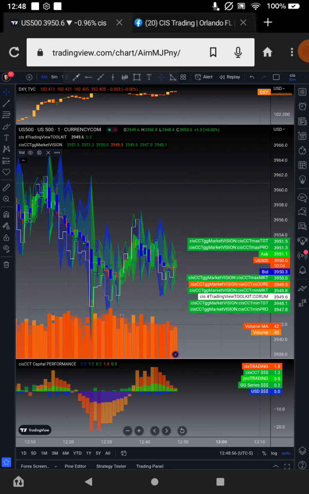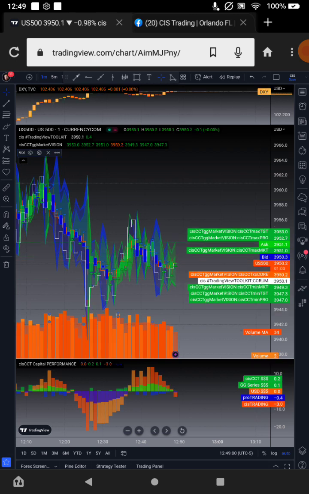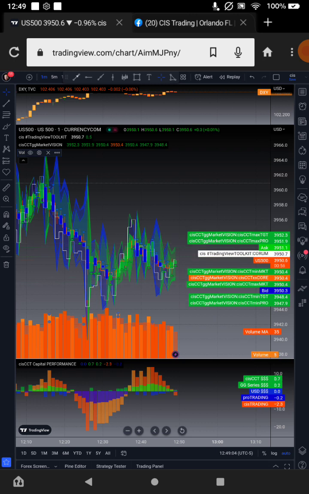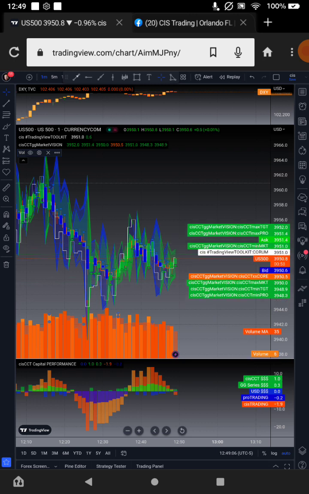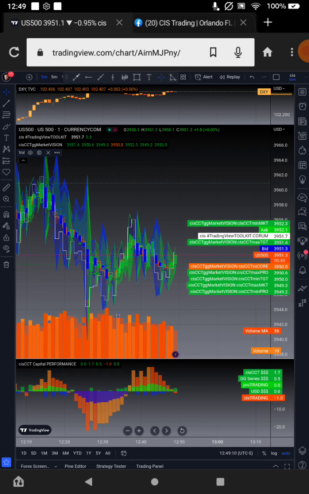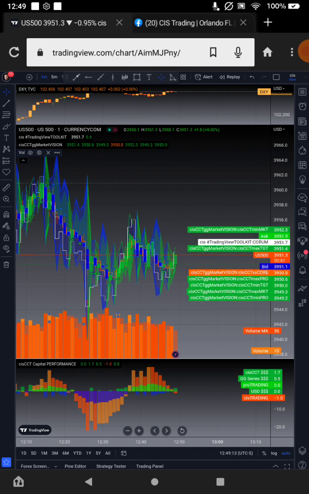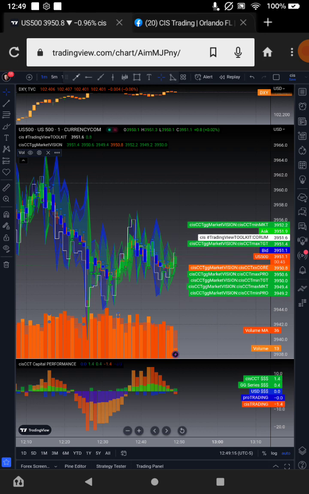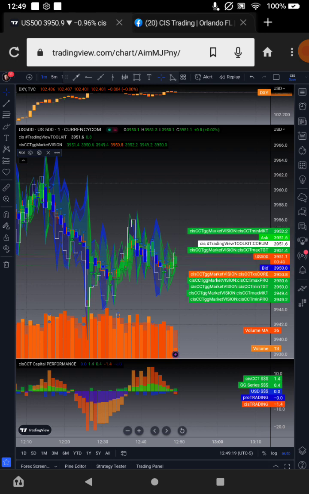In focus, the US 500, that's the S&P 500 futures contract at currency.com. You can see it there up on the screen. I was just going to allow the CIS CCT GG Market Vision with the Capital Performance Indicator, which is an indicator on the bond, to run for a few minutes. We can take a look at it, see what this market's doing relative to this indicator suite.